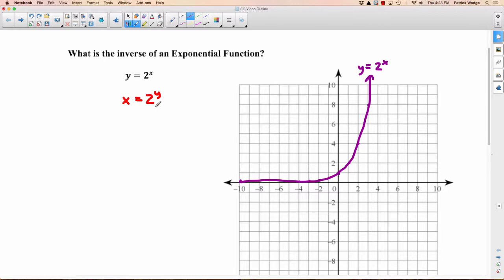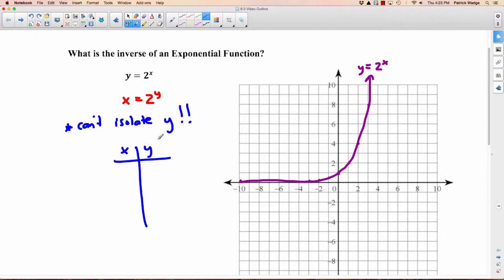Then the next thing you do is you isolate the y. Well, before you learned about logarithms, that's just not possible. So I'm actually going to put right here, can't isolate y. Alright, well, we want to graph it, so why don't we make a table of values, we'll put our x and y, but do you see it would actually be easier to pick some values for y?